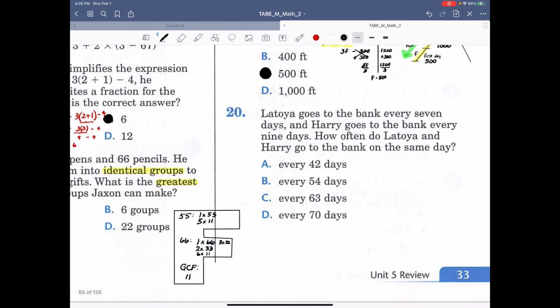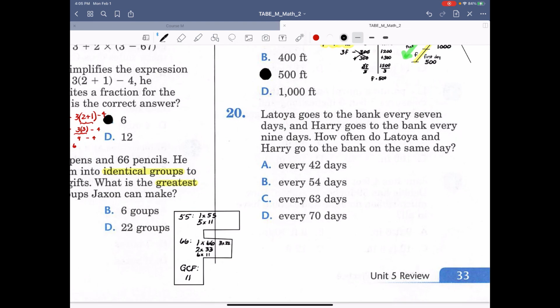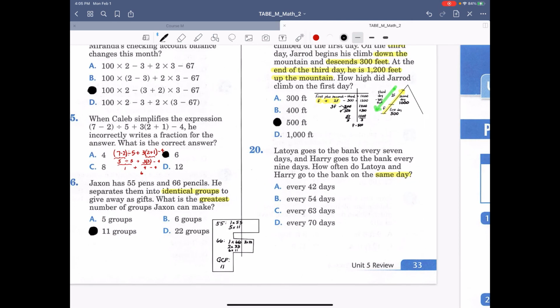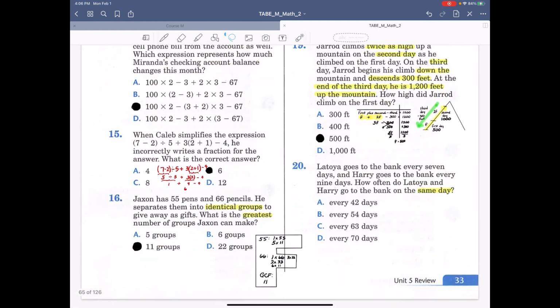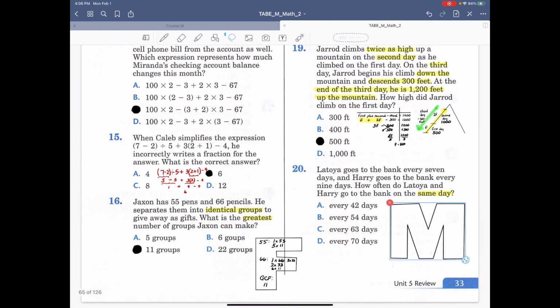Okay, last one. LaToya goes to the bank every 7 days, and Harry goes to the bank every 9 days. How often do LaToya and Harry go to the bank on the same day? What's the first time they'll meet on the same day? And hopefully you remember that that is one of these kinds of questions. When it says same, you're looking for common multiple.